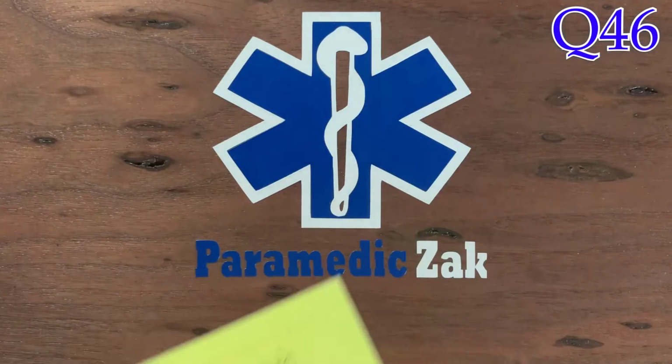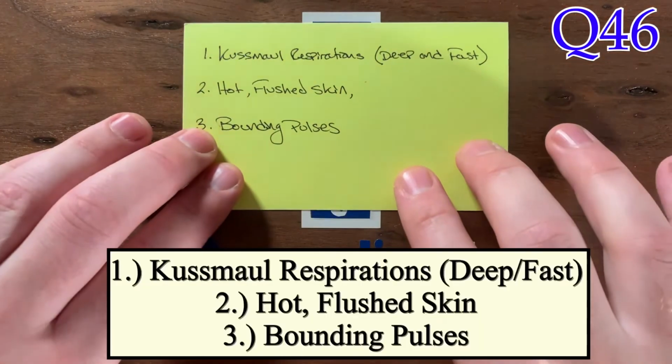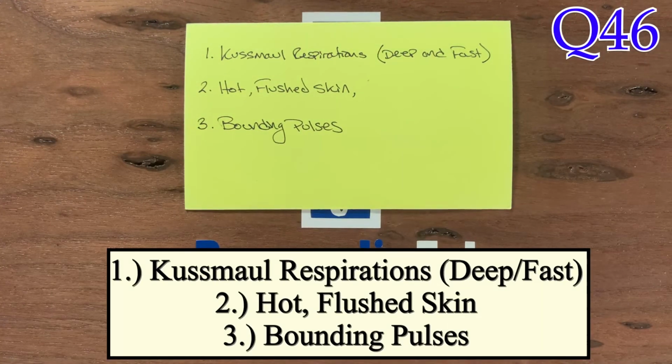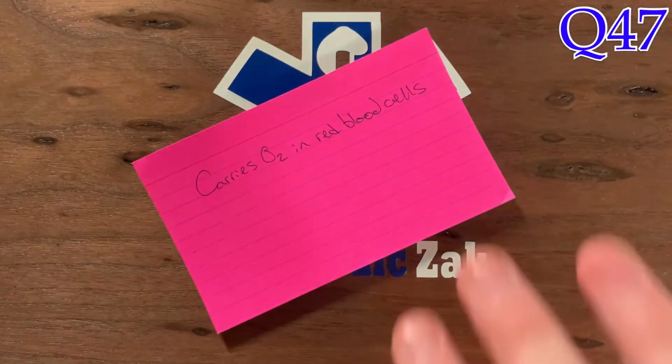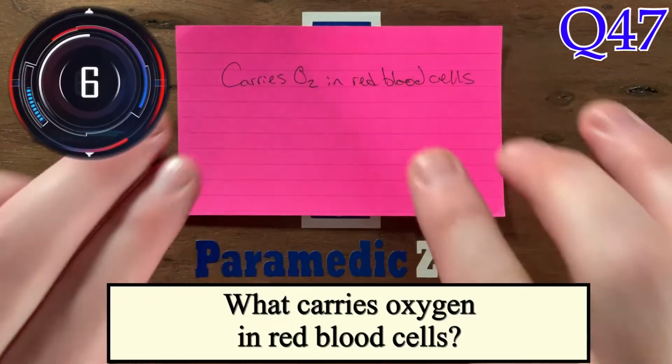So diabetic ketoacidosis is a dangerously high blood sugar, which is going to typically present with 1. Kussmaul respirations, which are deep and fast respirations, 2. Hot, flushed skin, and 3. Bounding pulses. If you see these 3 things in your patient, then there's a good chance that that patient is going to have a very high blood sugar. Question 47. What carries oxygen in red blood cells?